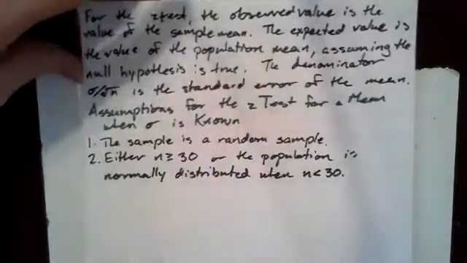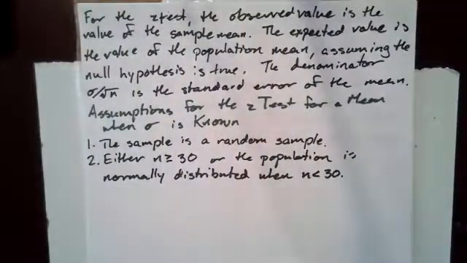For the z-test, the observed value is the value of the sample mean. The expected value is the value of the population mean, assuming the null hypothesis is true. The denominator, sigma divided by the square root of n, is the standard error of the mean.